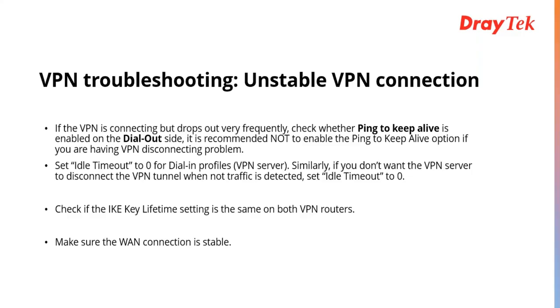Another cause of unstable connection is WAN disconnections. You can check on the router's online status physical connection page, check the WAN uptime to see if it has recently changed.